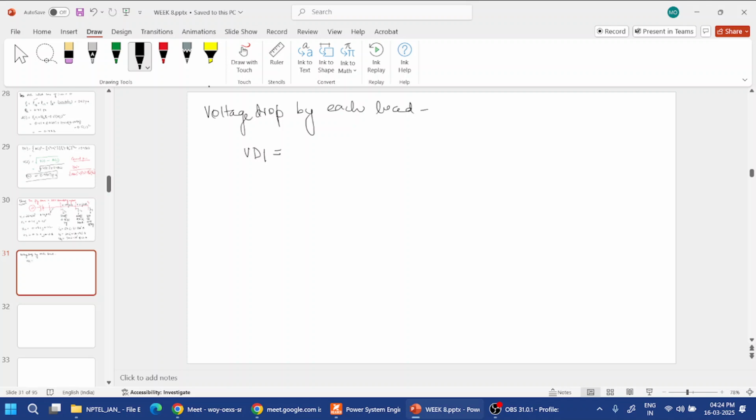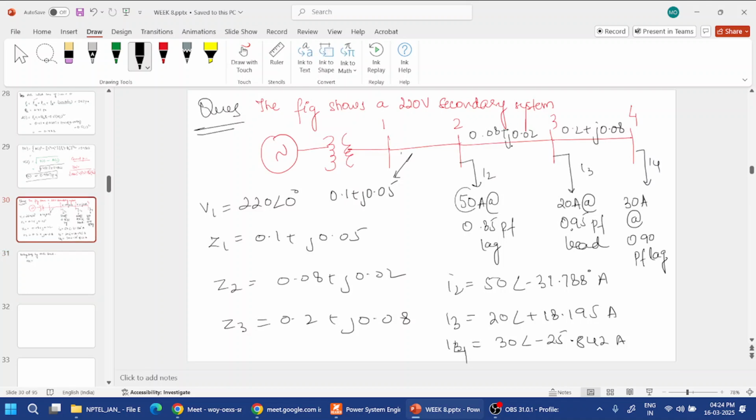what will it be? I into Z. It's quite clear. The current magnitude is 50, and if we multiply, how much? Just a second.